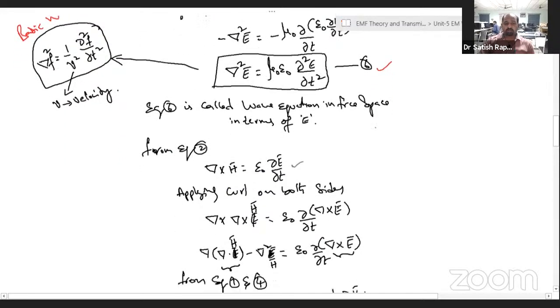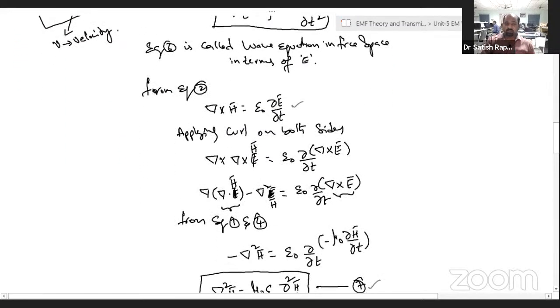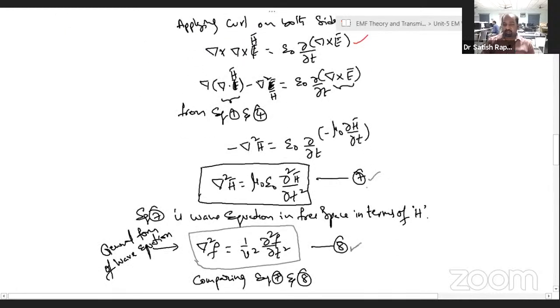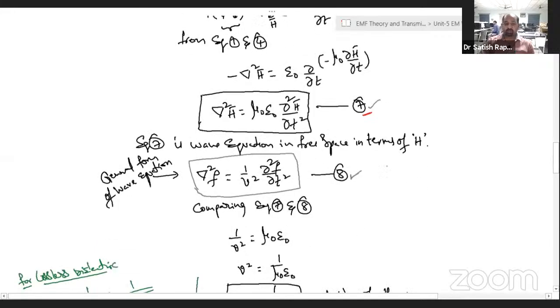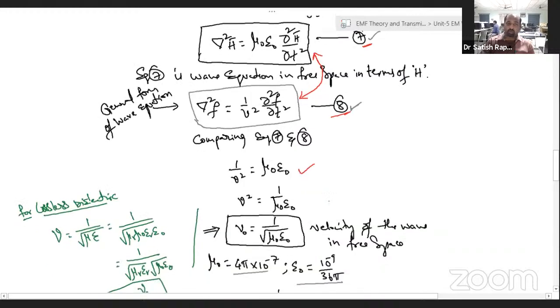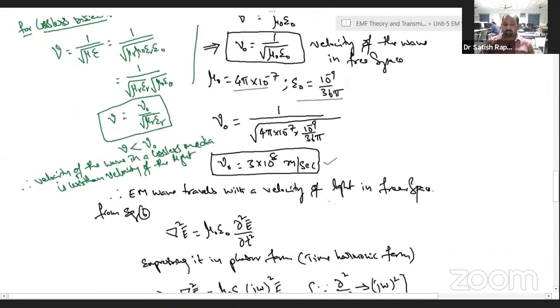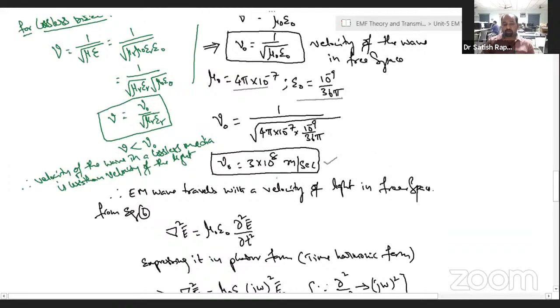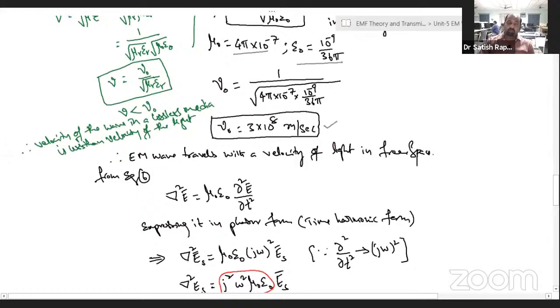We can also express the wave equation in terms of magnetic field by considering equation 2 and following the same process, applying curl on both sides, simplifying, and we'll get the wave equation in terms of magnetic field. So this is the general form of wave equation. Comparing these two equations, we'll get 1 by v square is equal to mu naught epsilon naught, and we'll get the velocity of the wave. With what velocity does the wave propagate in free space? With a velocity which is equal to the velocity of light.